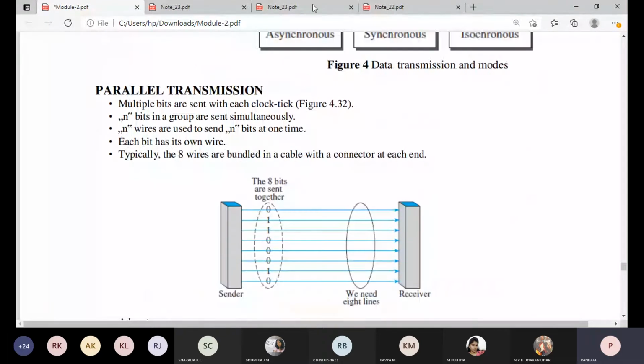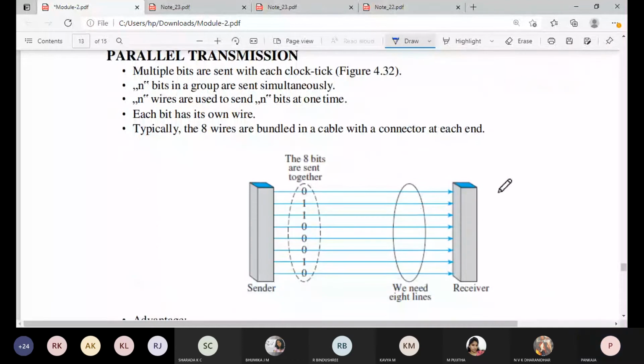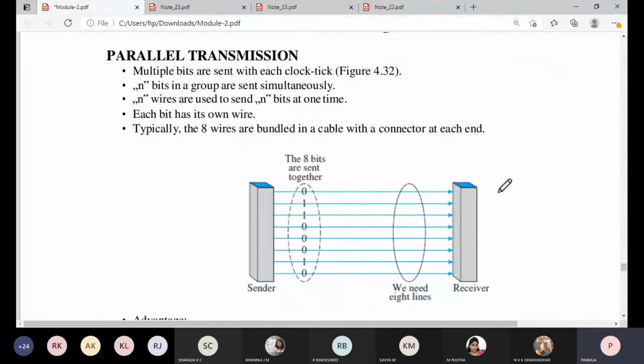In parallel transmission, I hope the diagram is visible. Parallel means multiple bits are sent at each clock tick. Observe, if this is the sender and this is the receiver device, how many wires are there from the sender: 1, 2, 3, 4, 5, 6, 7, 8. All the 8 wires are carrying one bit of information at a time, so all 8 bits are sent to the receiver at a time.